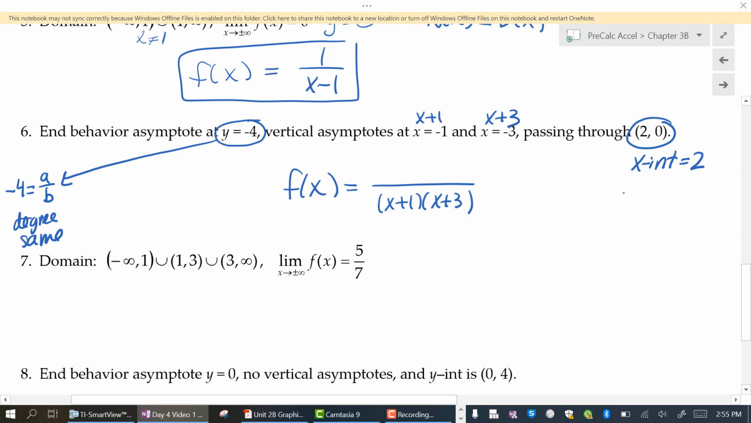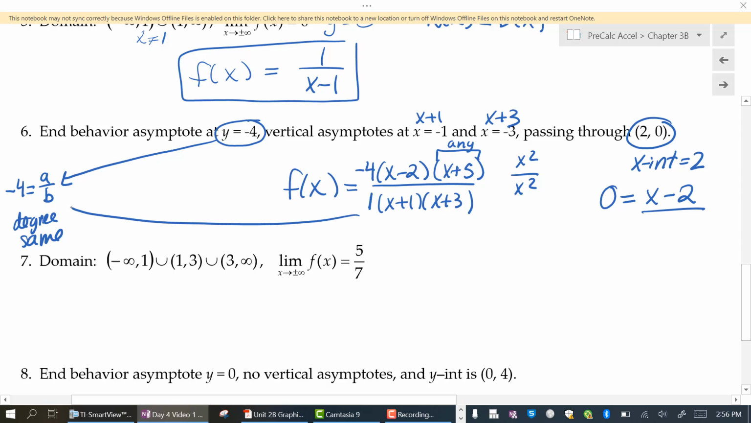So meaning when I plug in 0 for y and I set my numerator equal to something, it's going to equal 2. So that means x minus 2 has to be one of my factors. I also need another factor because I need both of my numerator and denominator to have a degree of 2. So I'll put x plus 5 here, but this really could be any linear factor. I'm also going to put a negative 4 here because negative 4 over 1 would give me this end behavior asymptote.